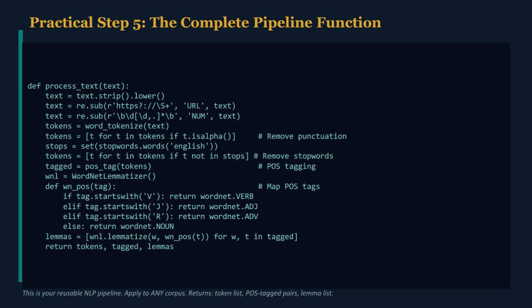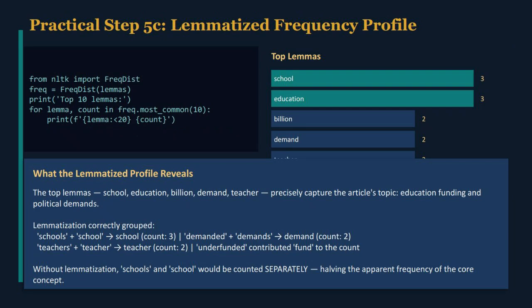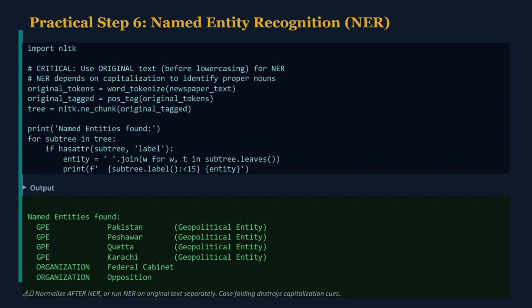Now when you run this command, the pipeline has reduced 115 original words to 57 meaningful content tokens by removing stop words and punctuation. Those 57 tokens contain 50 unique lemma types, the core vocabulary of the passage. Look at what the lemmatized frequency profile reveals: school, education, billion, demand, teachers. This is exactly what the article is about: education, funding, school construction, and political demands. Compare this to what a raw word count would have given you: schools and school counted separately, missing half of the occurrences of the core concept. Lemmatization makes the frequency profile more accurate and more interpretable.